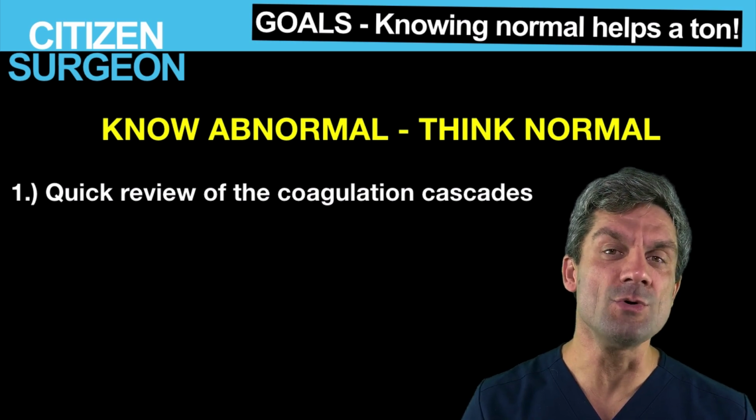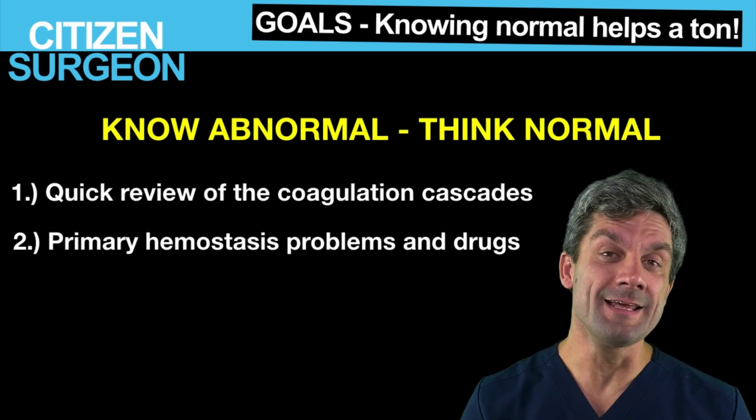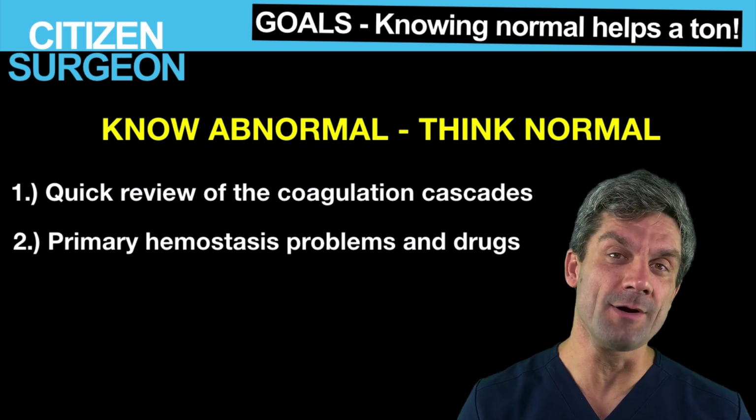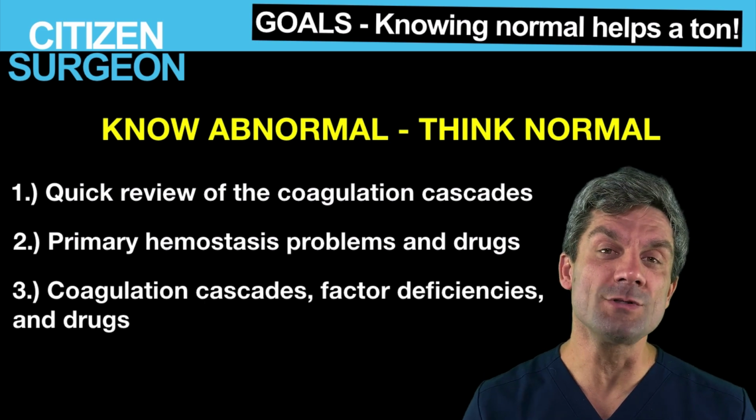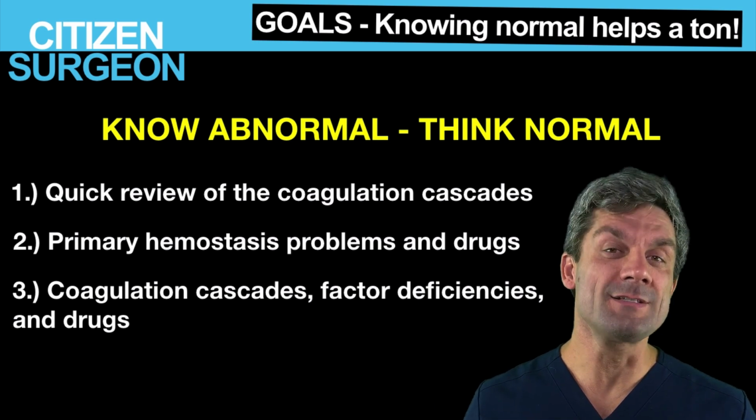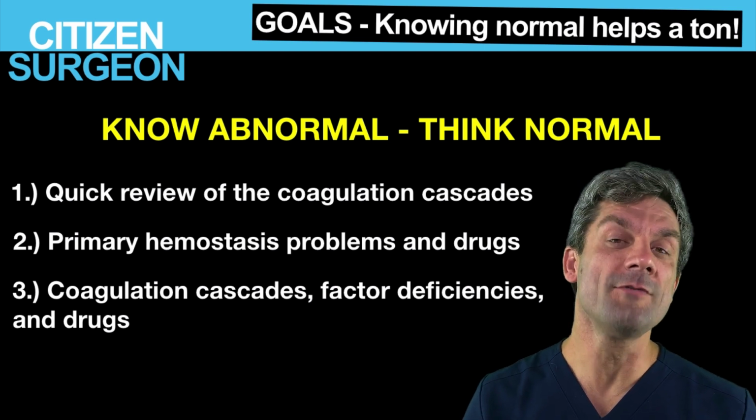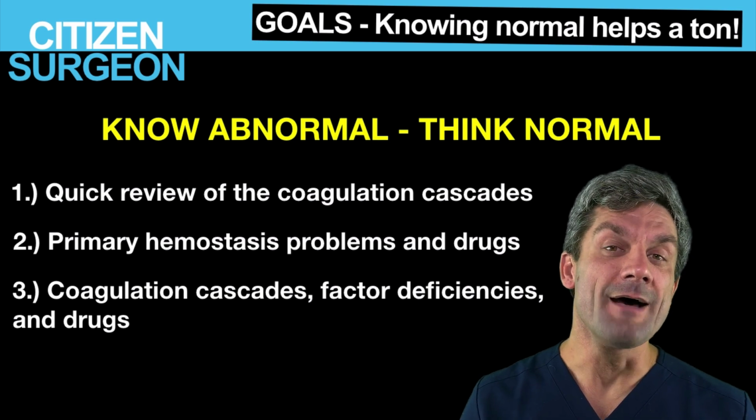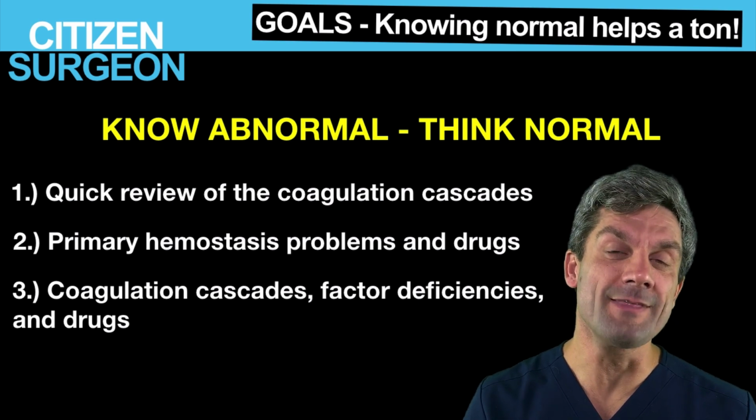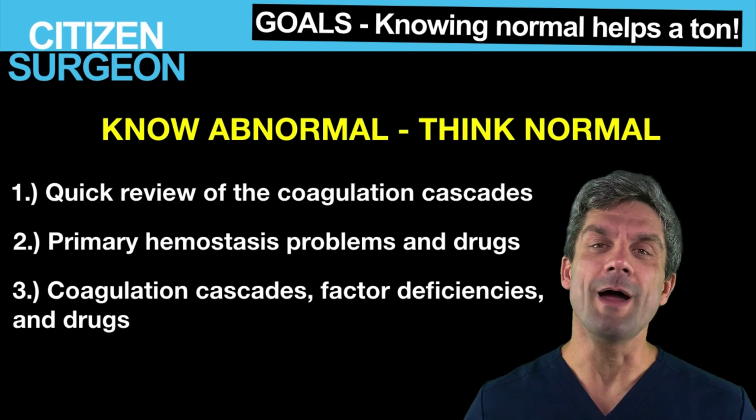Our major goals are to do a quick review of the coagulation cascades. We're going to talk about primary hemostasis and inherited problems with primary hemostasis, as well as the several drugs that are involved in primary hemostasis. We'll go over fibrin formation. We'll talk about the different coagulation cascades, what inherited problems are specific to those, and then of course, what drugs like heparin or low molecular weight heparin are involved in those coagulation cascades and how they work. Finally, we'll talk about fibrinolysis and disseminated intravascular coagulation, and then we'll tie everything together with a big table at the end, and of course, the post-video quiz. All right, let's do it.